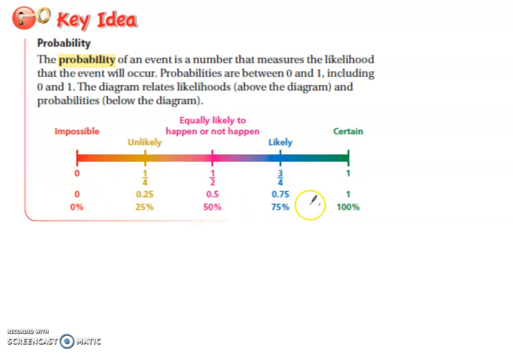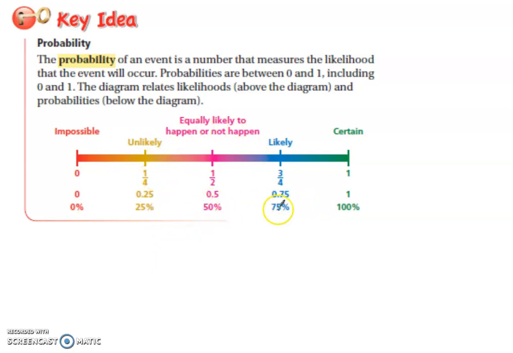This diagram right here relates likelihoods to probabilities. This chart right here is super important. Every probability lives between 0 and 1, where 0 is impossible, not going to happen, and 1 or 100% is certain, meaning that it will happen. Now, honestly, of all the things that could occur in our natural world, none of them are 100% or 0%. They all live in this middle part between 0 and 1.